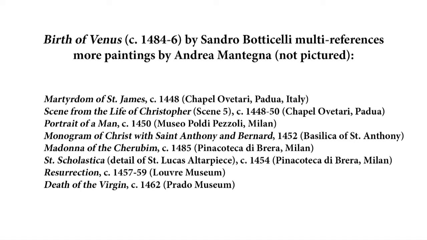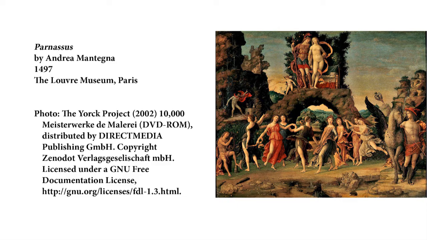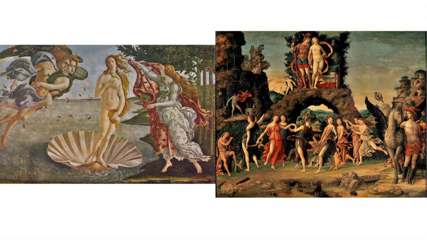Here is a list of more Andrea Mantegna artwork that I believe Botticelli references in Birth of Venus. Andrea Mantegna made a painting called Parnassus in 1497, which was made a decade after Birth of Venus, and multi-references several works by Botticelli. Perhaps Parnassus is a response to Birth of Venus in a secret communication using multi-referencing.